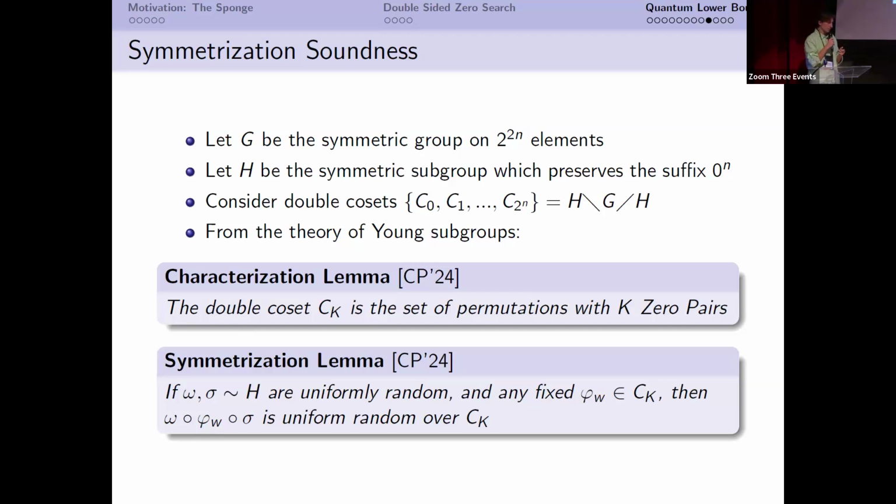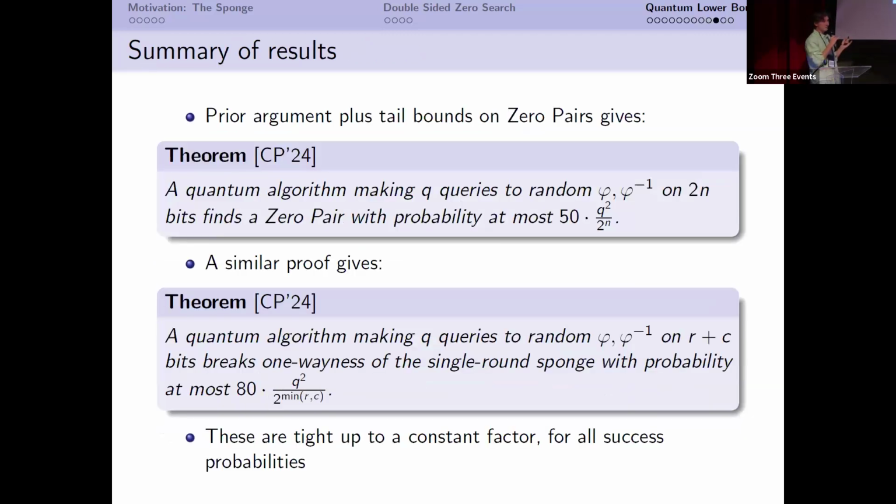Okay, so that, plus the tail bound that I told you right at the beginning, you can combine all these to get the lower bound that I claimed: if you make Q queries to an invertible permutation, then you find a zero pair with a probability that goes like order Q squared over 2 to the n.